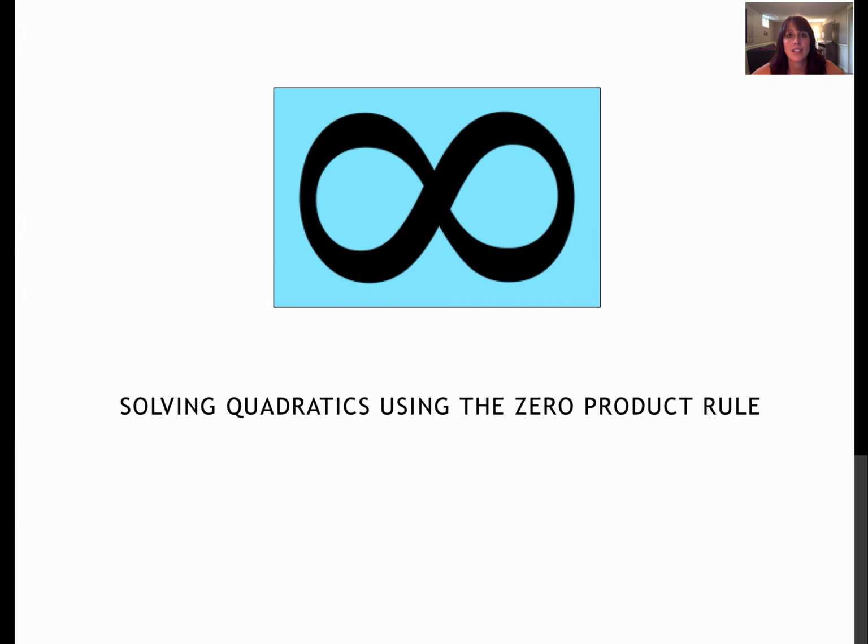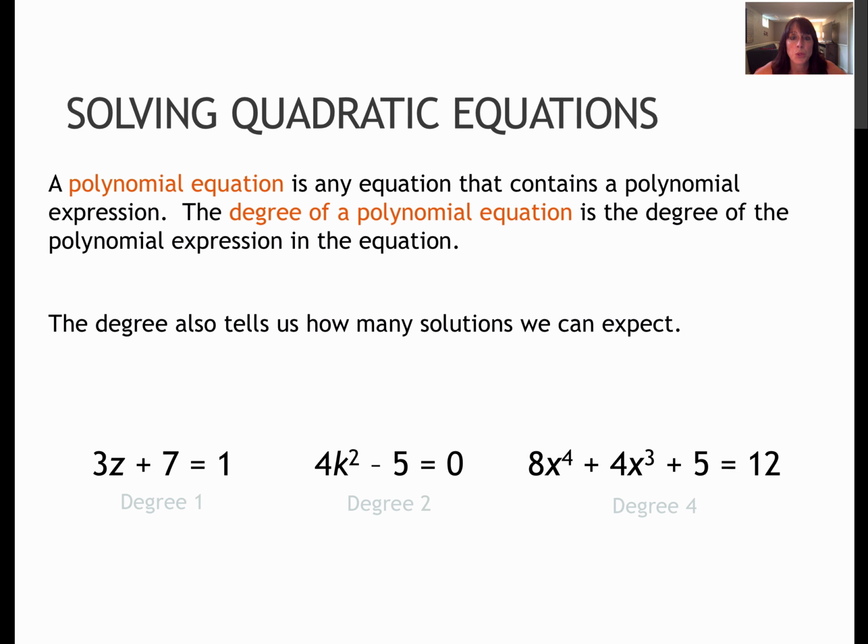In the next several lessons, we will talk about how to solve quadratics in different ways. In this particular lesson, we'll focus on the zero product rule or zero product property. In previous courses, we've talked about polynomial equations and how to spot them, different from, say, a rational equation or a radical equation or logarithmic or exponential, which we'll learn about all of those in this course. But polynomial equations, we're looking specifically for the degree of the polynomial.